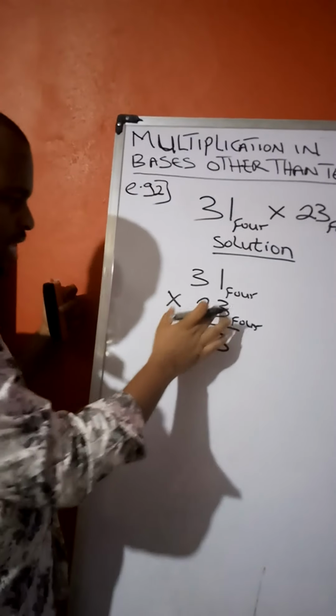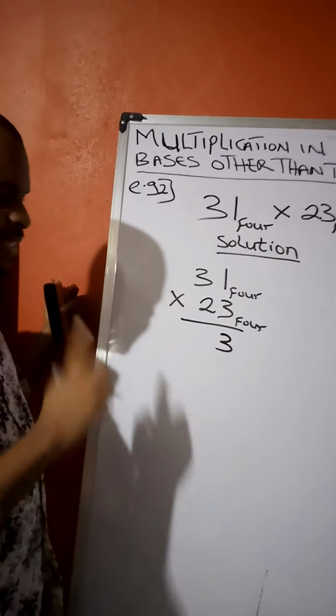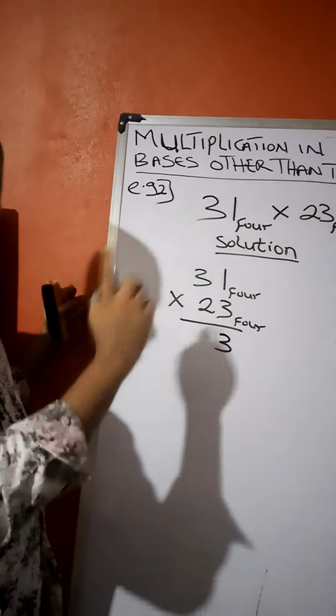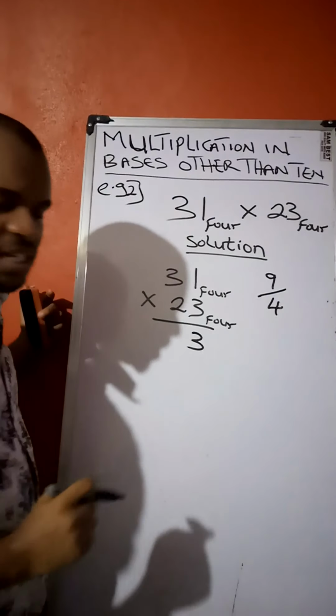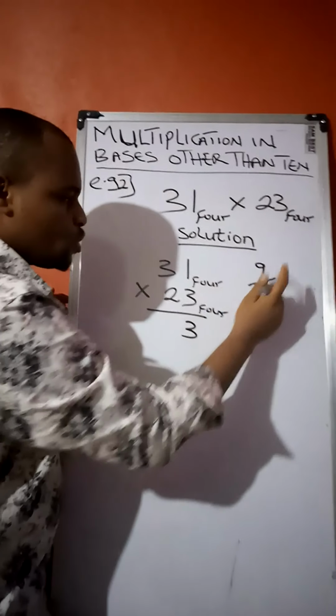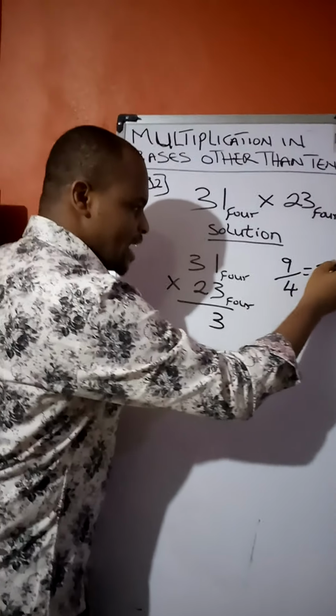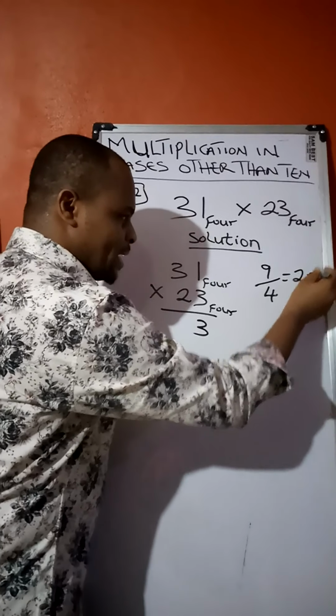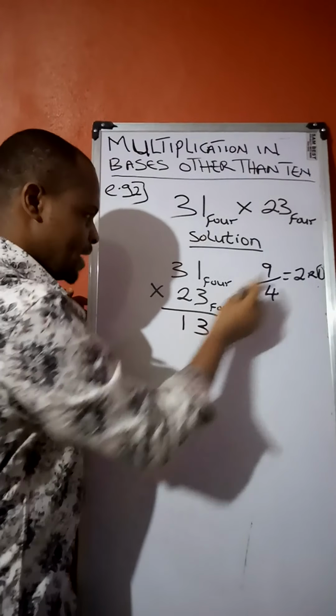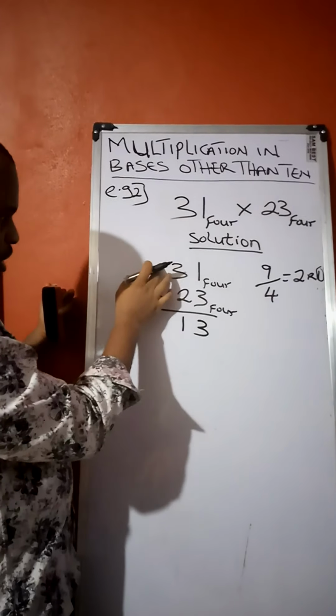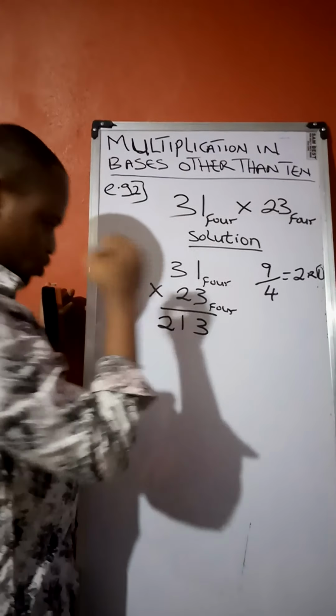3. 3 times 3 is what? 9. 9 is greater than 4. So I have to divide by 4. Remember when we did this in one of our previous lessons. How many times can 4 go into 9? It is what? 2 times remainder 1. I write my remainder 1 and carry this 2. There is nothing here, so I bring that 2.